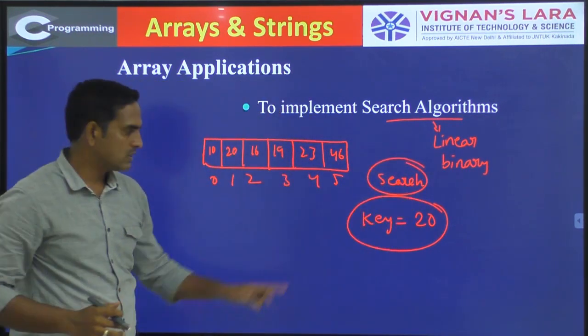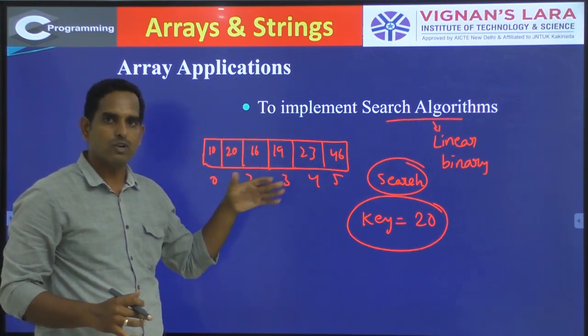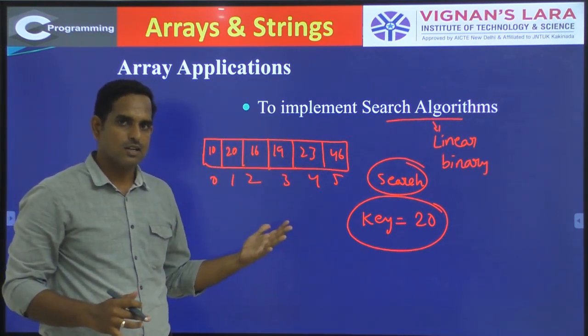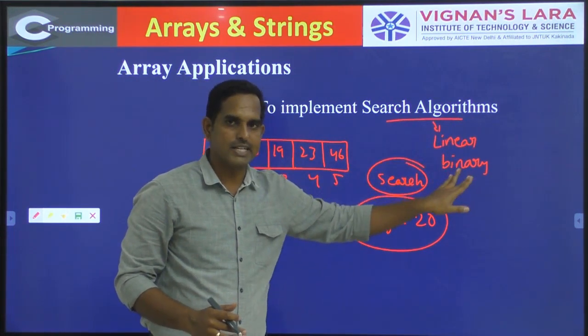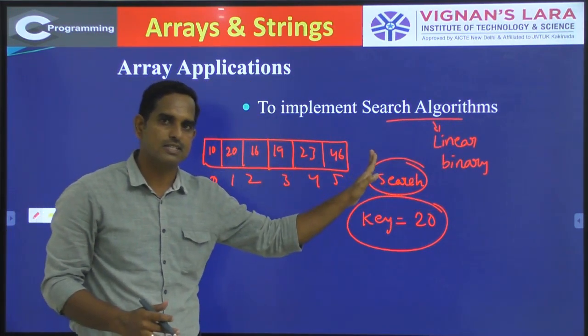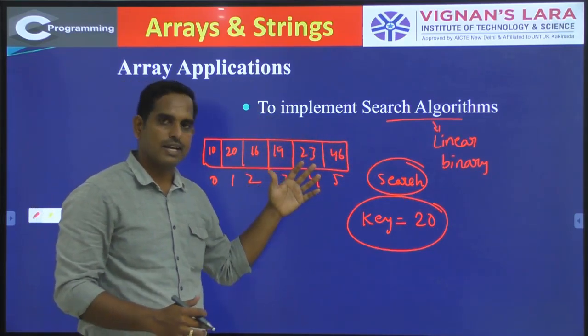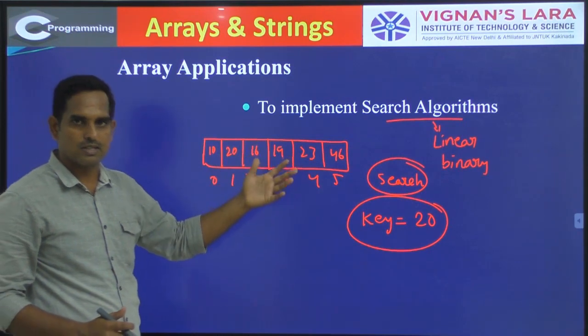Whether a particular key element is present in these elements or not, we call it a search. A search can be done in various ways. One of them is linear search. I will try to describe the linear search here. You will be learning about those searching techniques in the next sessions, next semesters.